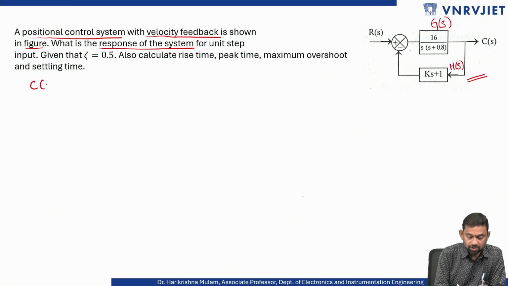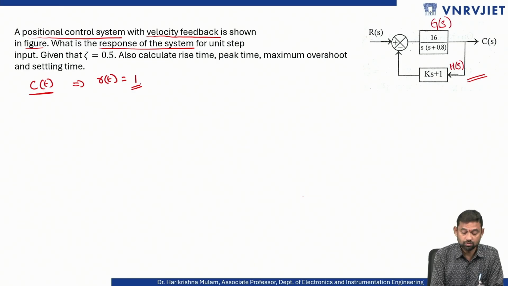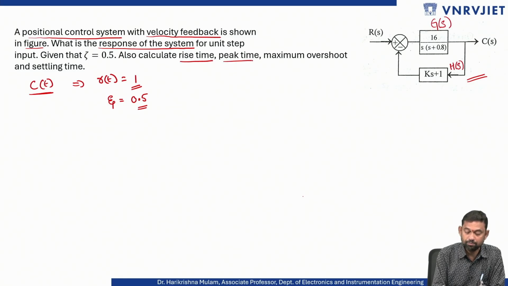That means you need to find C of t, the response of the system, when the input is a unit step input, that is R of t is equal to unit step input, which is mathematically written as 1. They also mentioned that the damping factor zeta of this system is 0.5. And it is also asked to find rise time, peak time, maximum overshoot, and settling time. That means we need to find all the time domain specifications of the system.